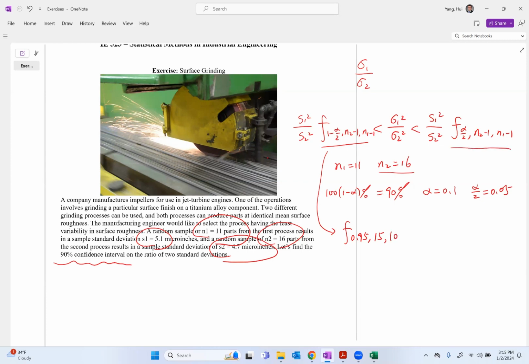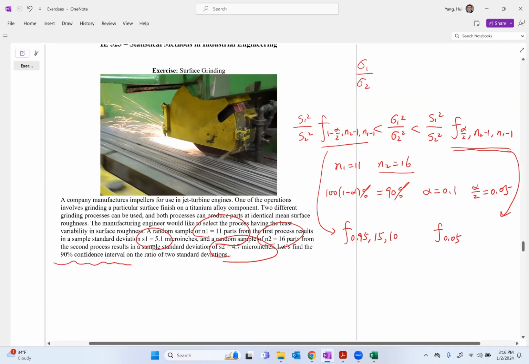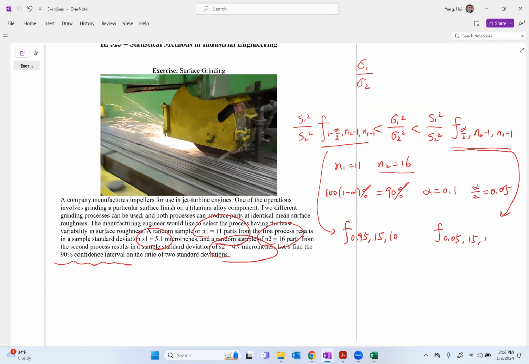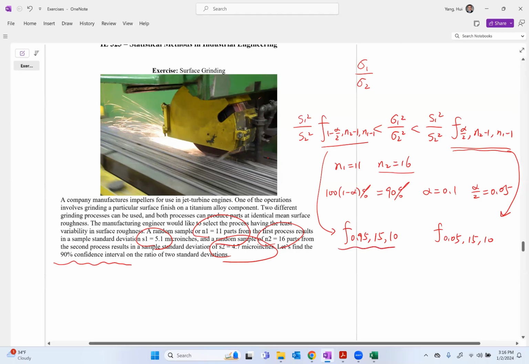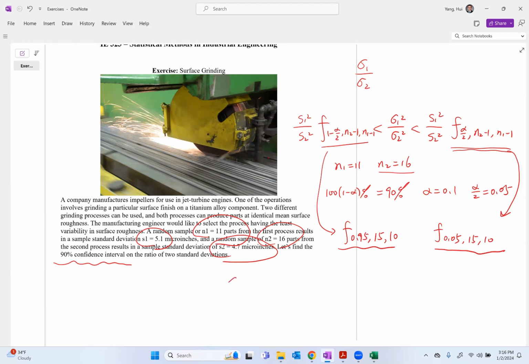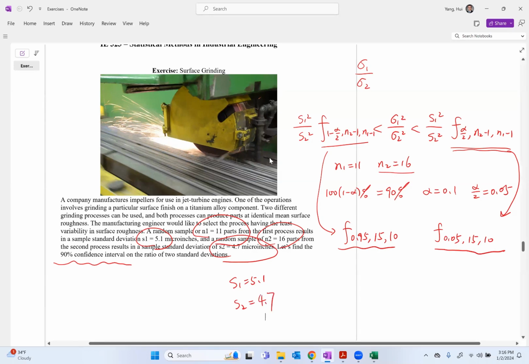However, let's look at this other term. This term will become F 0.05 with 15 and 10. Let's find these two numbers first. And we know S1 equals 5.1 and S2 equals 4.7. So what is this value from the F distribution?